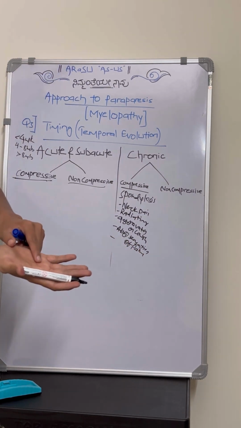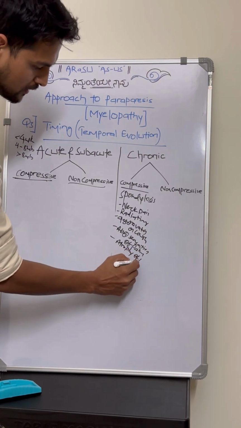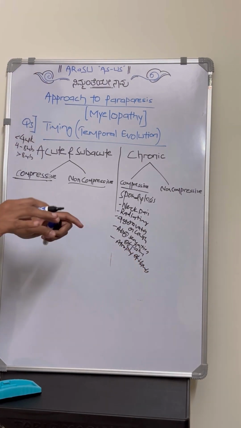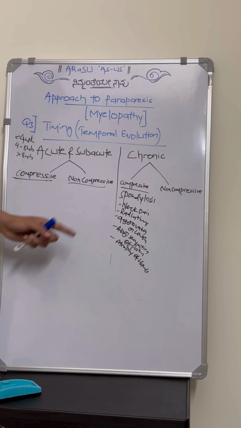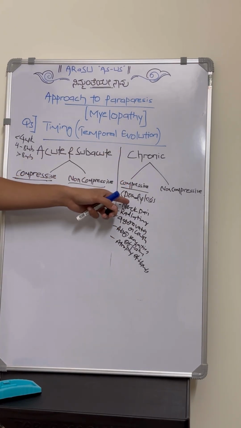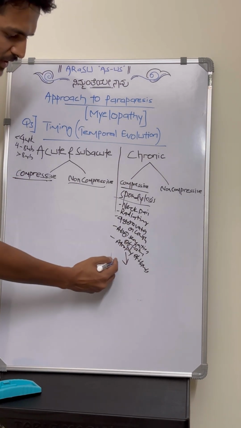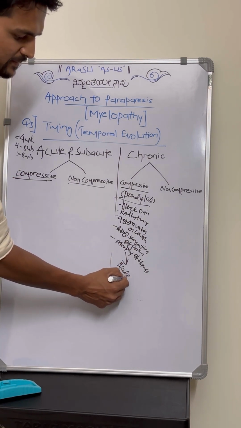Then there might be atrophy of hands, or at that particular level there might be atrophy also. So these are few features suggestive of spondylosis, and over a period it can even involve bladder, but that will be very late.